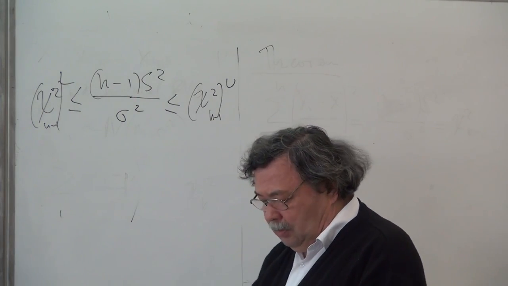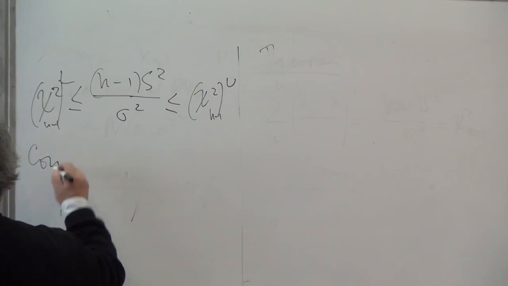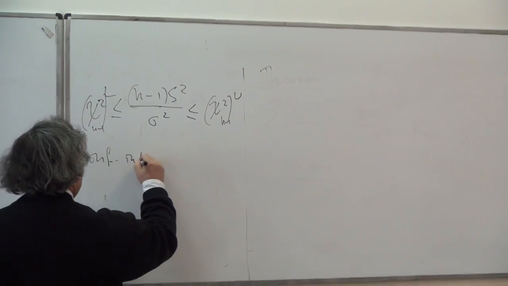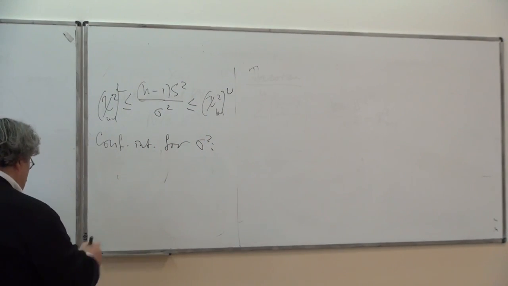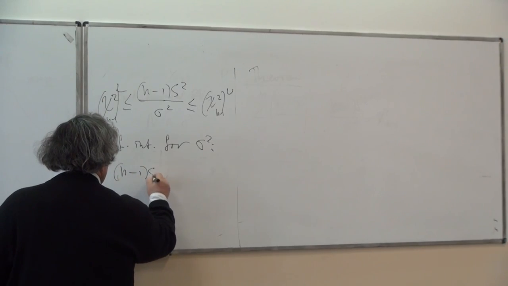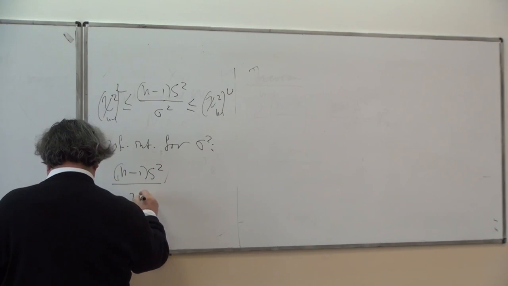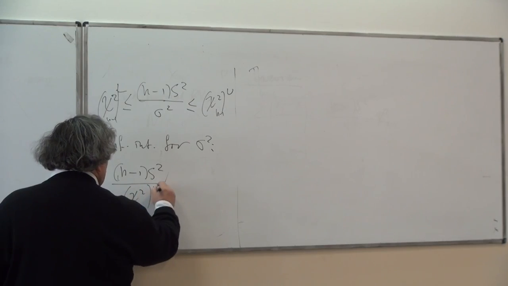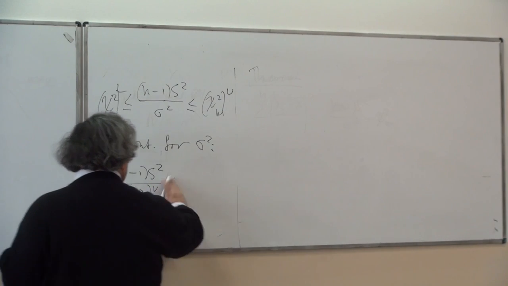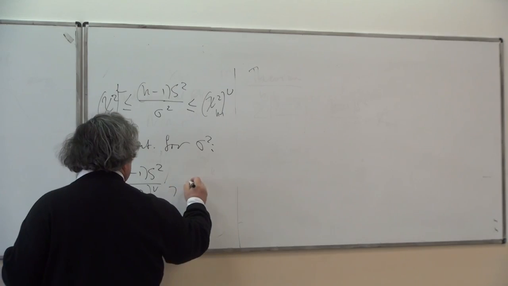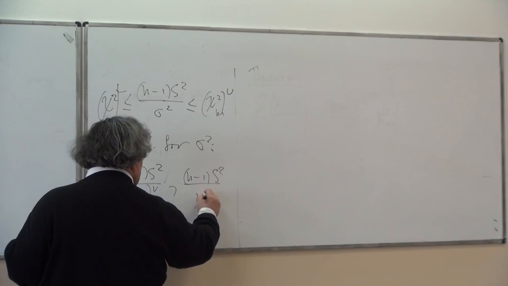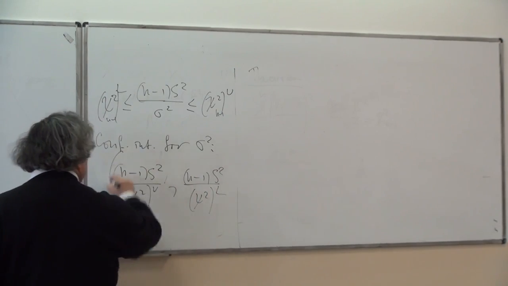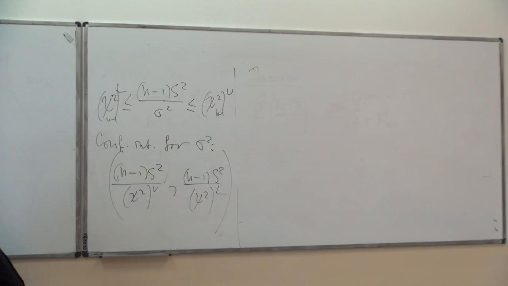Well, when written in terms of sigma, the confidence interval for sigma squared is this. It's (n minus 1) s squared divided by chi-squared upper, and (n minus 1) s squared divided by chi-squared lower. Okay, let's write it in the form of an interval. And this is the confidence interval for sigma squared.